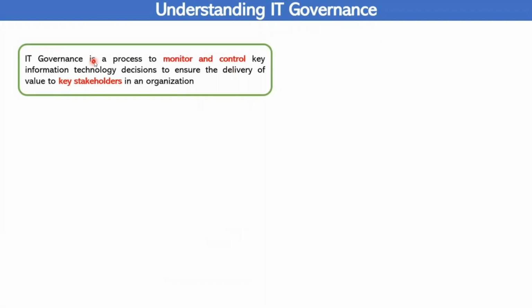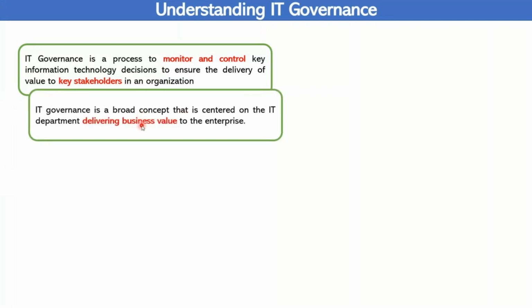IT governance is a process to monitor and control key information technology decisions to ensure the delivery of value to key stakeholders in an organization. When I say key stakeholders, I mean the main stakeholders. Stakeholder means any individual who is directly or indirectly related to a project or to the organization. It can be internal, it can be external.